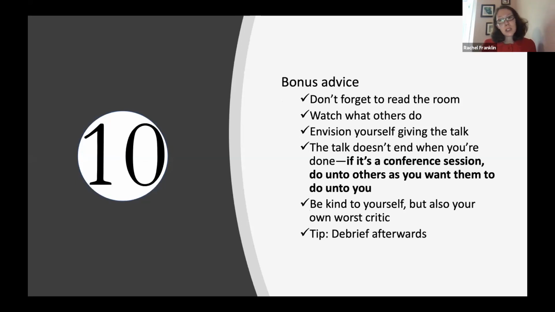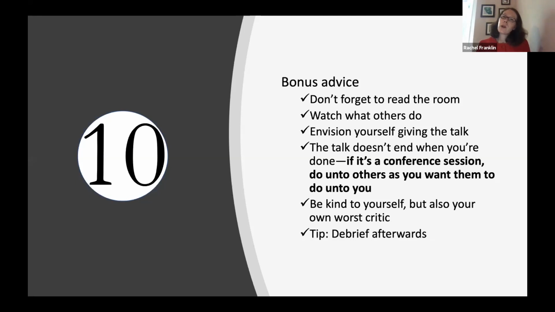But also if people seem to be tuning out, it might help you to reorient yourself in the middle of the presentation. Watch what others do. So I highly advise going to conference sessions before you give a talk and looking to see not only how other people present and what you like and what you don't like, but also how audiences react to presentations. Envision yourself giving the talk. I think imagining how it's going to feel can really help with the nerves.